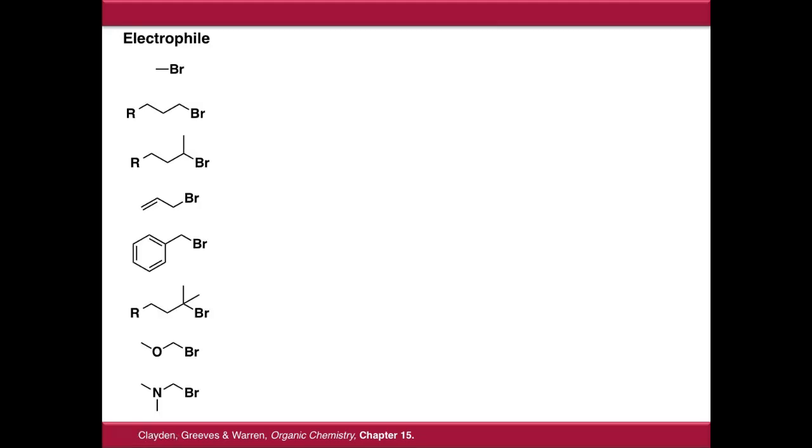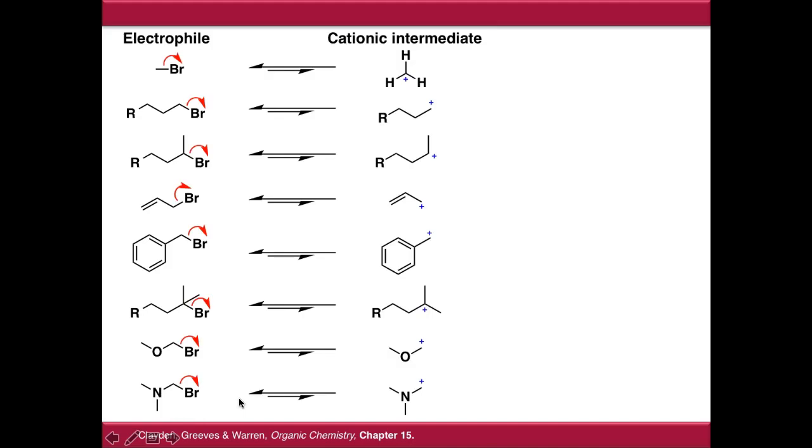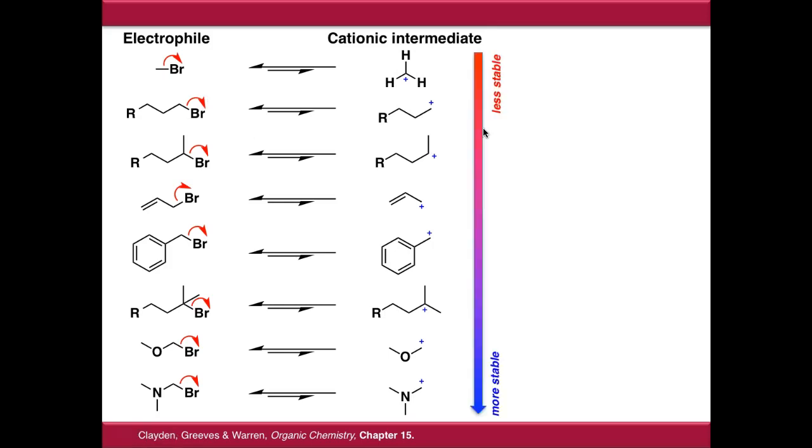So if we consider a range of electrophiles, and here we have methyl, primary electrophile, secondary electrophile, a tertiary electrophile, allylic, benzylic, and electrophiles where the leaving group is adjacent to a heteroatom, then we can form a cationic intermediate from any of these just by dissociating them and pushing the electrons towards Br to give us our carbocation and Br-. Now, if we look at the stability of these carbocations, we have methyl, which is the least stable. Primary is still unstable, but slightly more so than methyl. Secondary, we're starting to gain some stability.